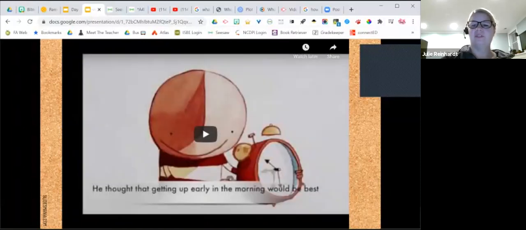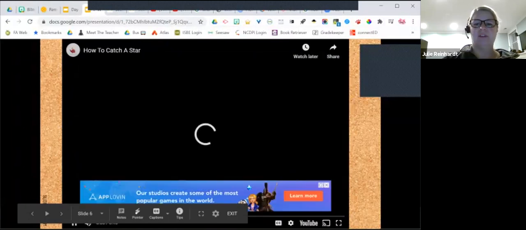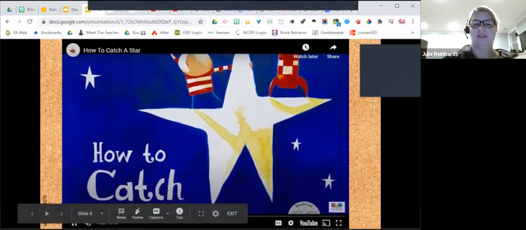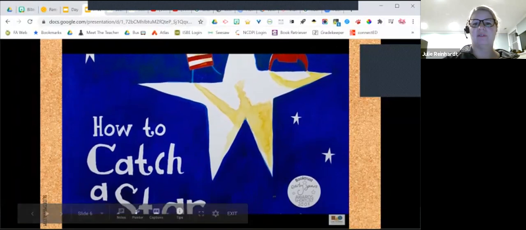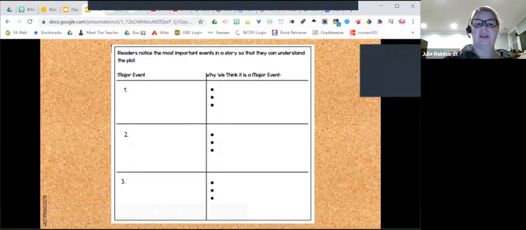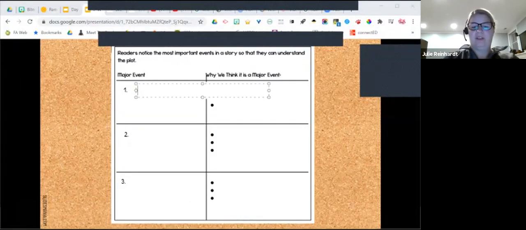All right, so let's go through and decide what the very first major event is. If I rewind my story here to the beginning, the first thing that happens to our boy is he decides he wants to catch a star. So I'm going to go to my major events here, and I'm going to hopefully annotate and write the first thing he wants to do. He decides he wants to catch a star.